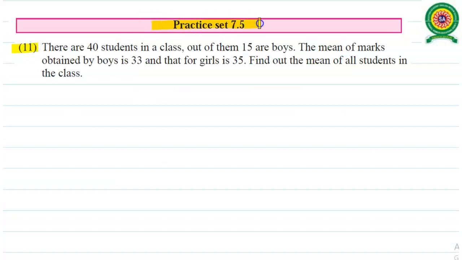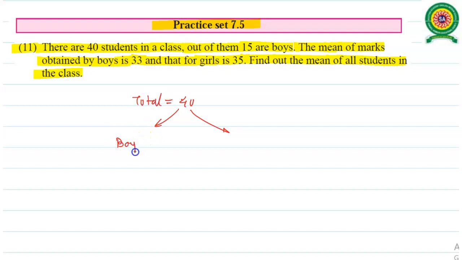Look at question number 11 from practice set 7.5. There are 40 students in a class. Out of them 15 are boys. The mean of marks obtained by boys is 33 and that of girls is 35. Find the mean of all students in the class. So the total number of students is 40. Among them 15 are boys, so the remaining are girls. The remaining means 40 minus 15, so we have 25 girls.